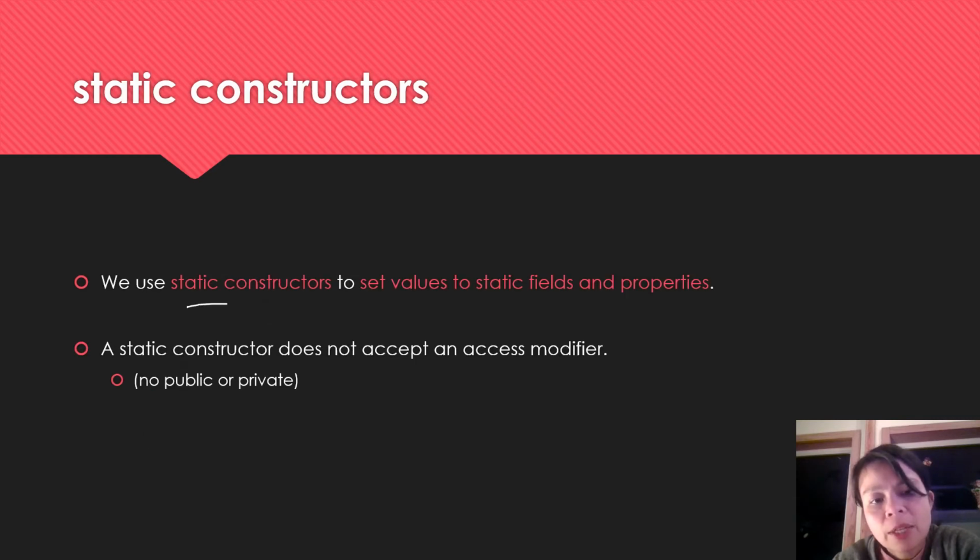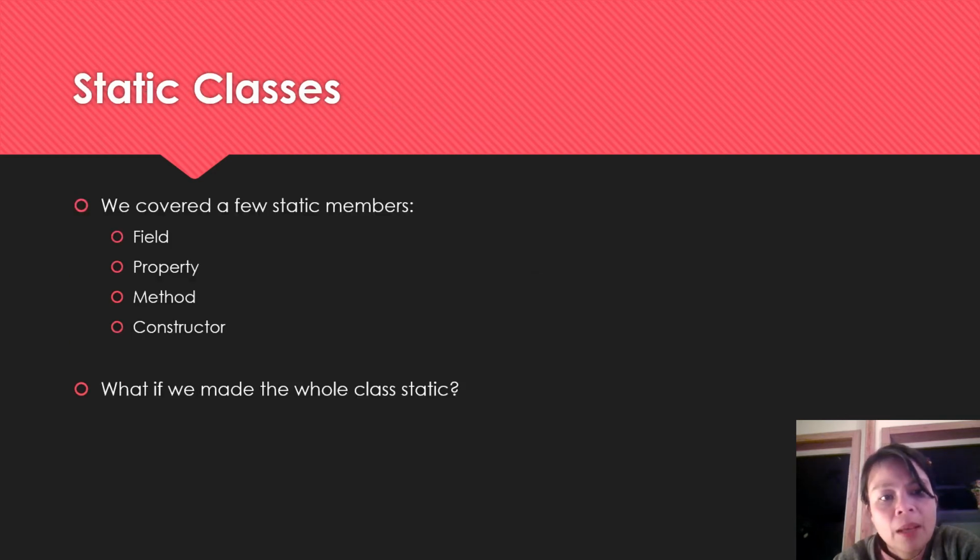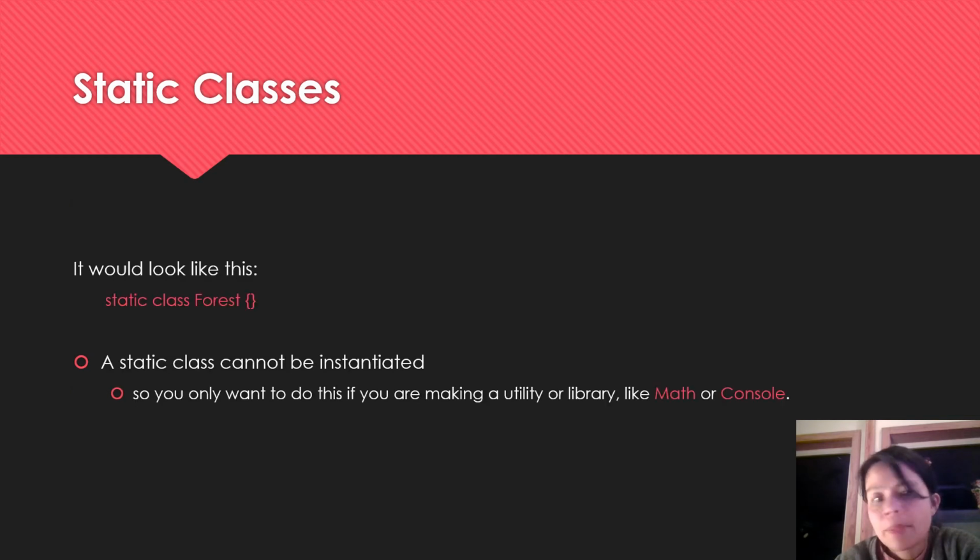So we use static constructors to set the values for static fields and properties. A static constructor does not accept an access modifier, so no need for private or public. Okay, so far I've covered a few static members like field, property, method, constructor. What if we made the whole class static? It would look like this: static class Forest, right? With all that stuff in the curly brackets.